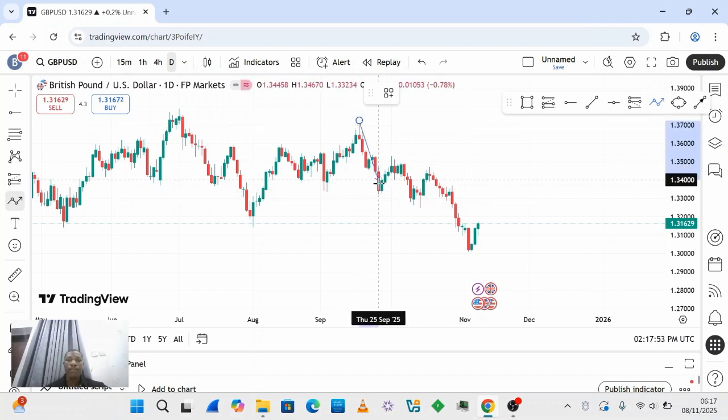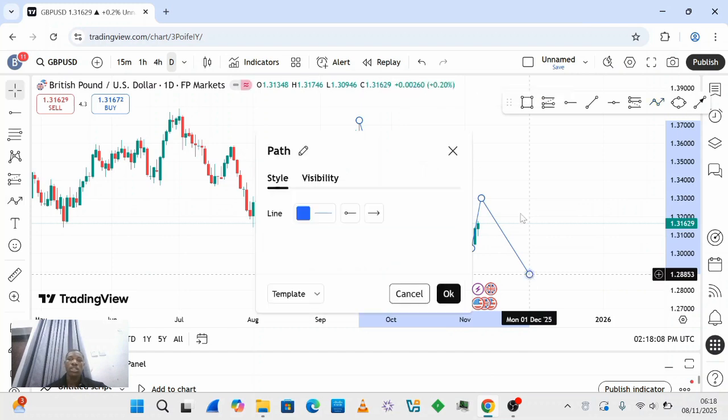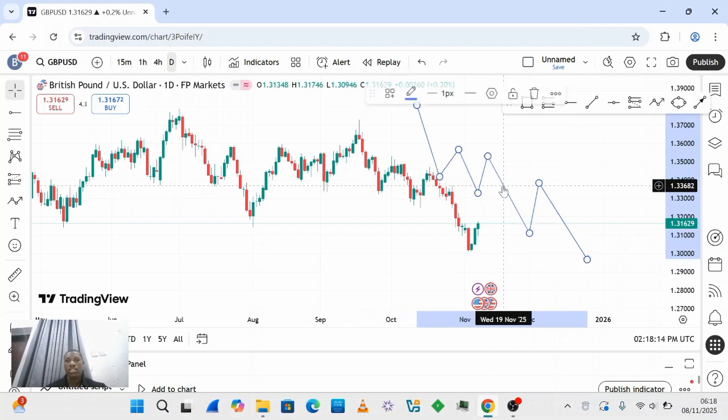This is a high, a low, a lower high, a lower low, a lower high, and this is a lower low. Now price is about to make a lower high to make a lower low. That is it for a downtrend. Look at it here. It is currently breaking the downside while respecting the upside.